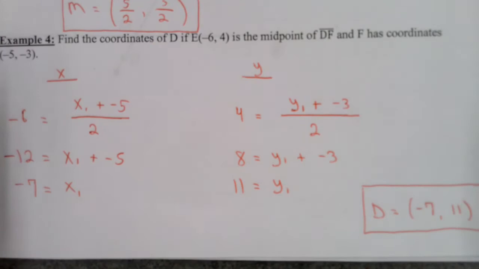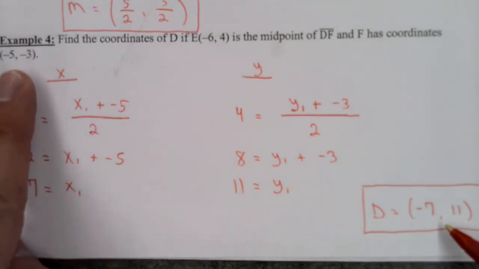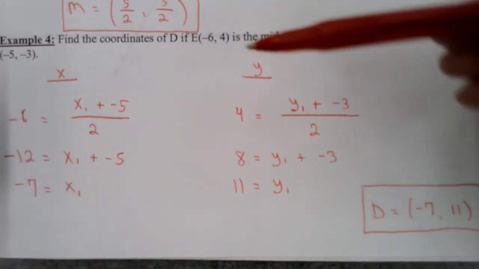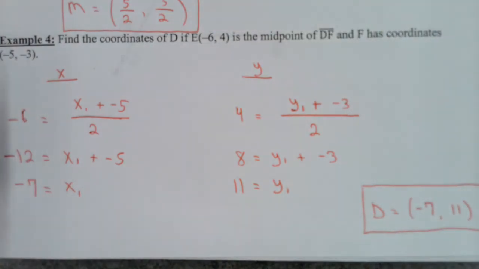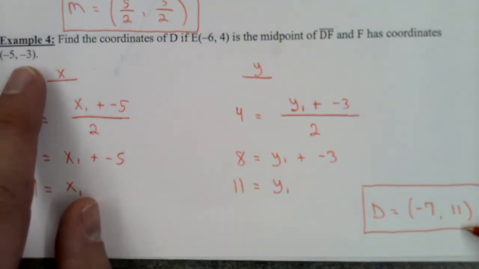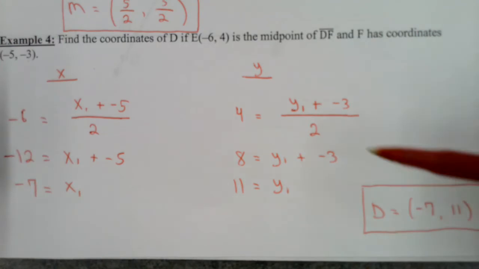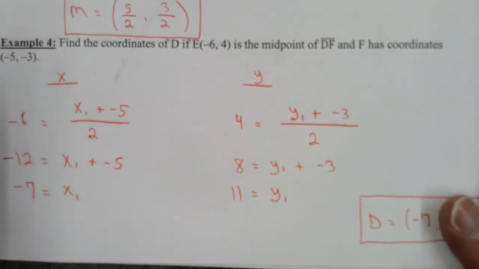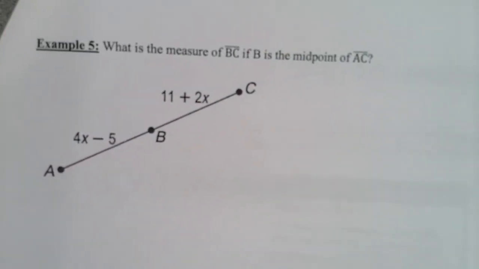If you want to check your answer, take your two endpoints, F and D. -7 plus -5 is -12, right? Divided by 2 equals -6. Take the y values. 11 plus -3 equals 8. Divided by 2 gives you 4. Okay, that one was tricky. This is a good one.